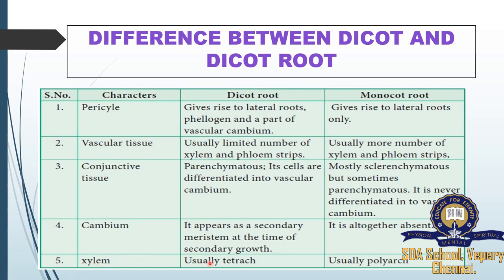Xylem. Usually tetrarch. Tetrarch means four strips. In a monocot, usually it is polyarch. Poly means a large number of xylem strips are present in the monocot system. These are the differences between the monocot and dicot root systems. See, all the parts are the same, but the difference is in the growth as well as the cells present inside the dicot and monocot root systems.